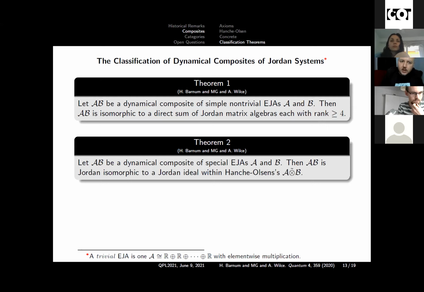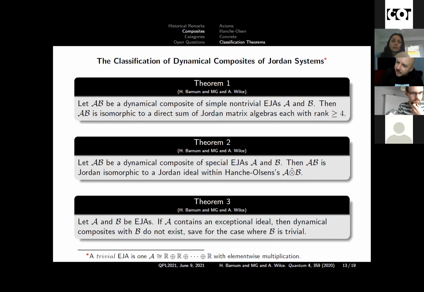Theorem 2. If I have a dynamical composite of arbitrary special Euclidean Jordan algebras, then it's isomorphic to a Jordan ideal in the Hanche-Olsen universal tensor product. Okay, so all these composites have to be ideals or the full thing in the tensor product that Hanche-Olsen defined in 1983. The octonions, they can't play with everyone.